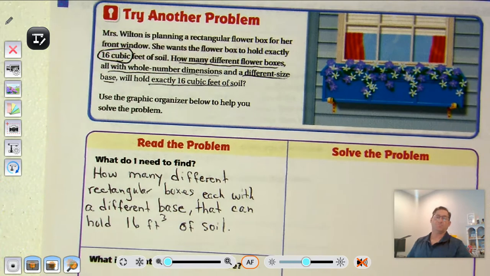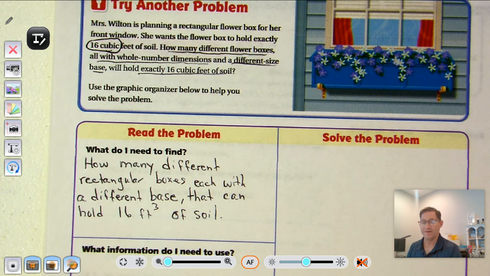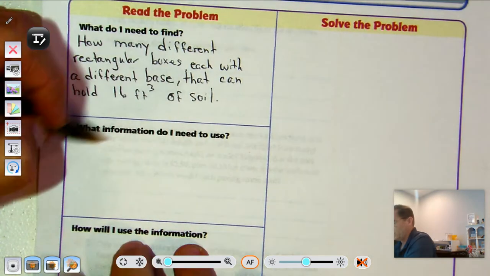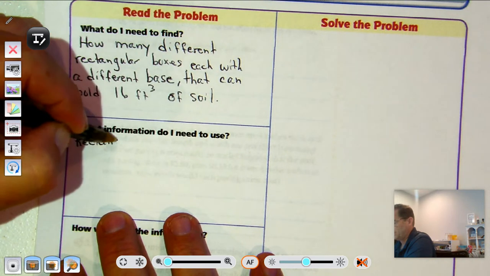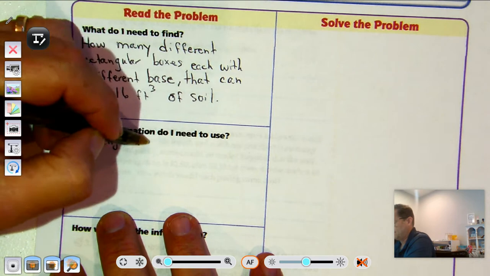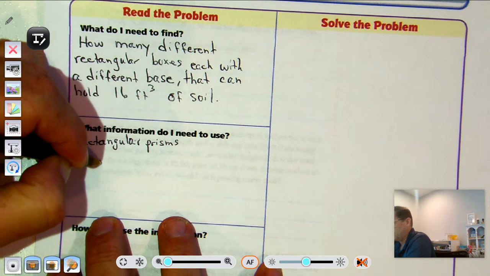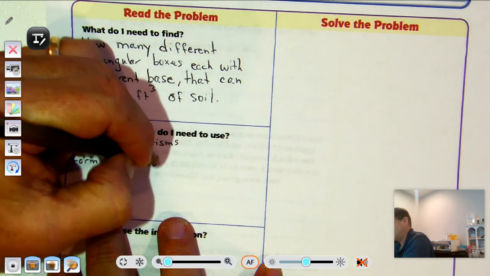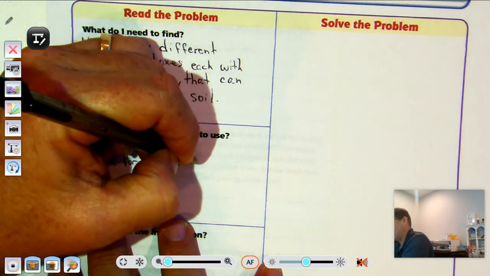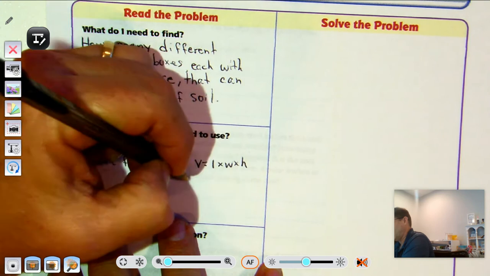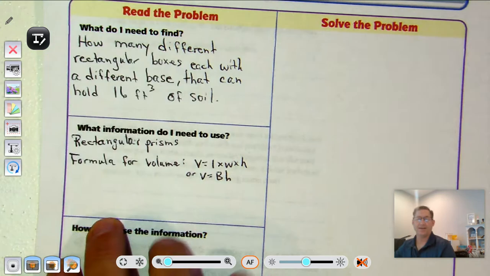All right. So basically the question, right? How many different size bases, or rectangular boxes with a different base, can hold 16 cubic feet of soil? We need to find all the different possibilities. What information do I need? Well, just like in the last one, we need to know that the shapes are rectangular prisms. I need to know the formula for volume. V equals length times width times height, or base times height.